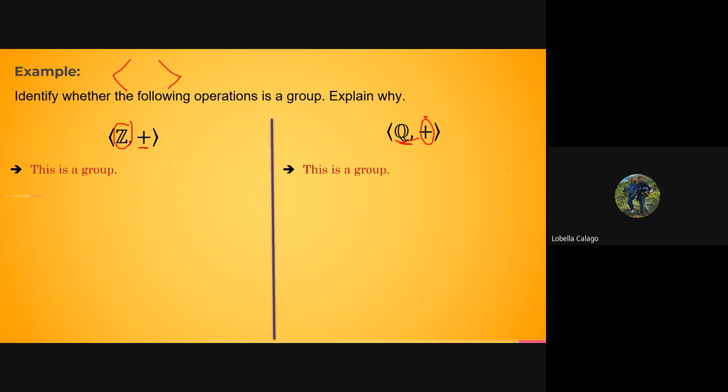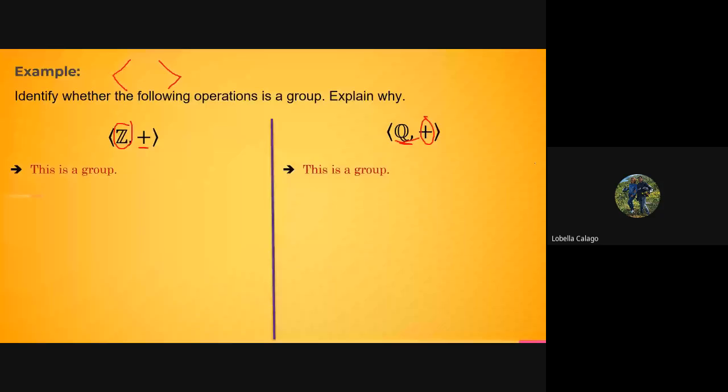So different numbers, for example rationals, real numbers, and integers. Para may refresh po tayo kung ano po yung mga considered na numbers under sa integers and the rationals. So this is a group.